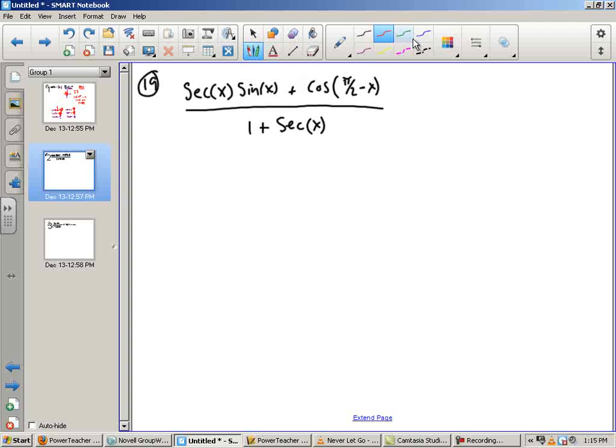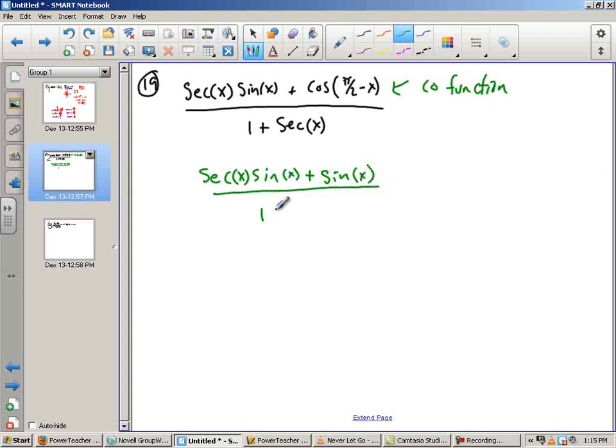Then comes the difficult stuff, or at least the new stuff. This is not a simple, easy problem. That's part of why I chose it. If we look at this, the first thing I want to deal with is this. This is what's called a cofunction, because it's been shifted. It's been shifted to the left or right, as you might see it, pi halves. And so we're going to rewrite this just slightly. Secant of x sine of x plus the cosine of pi halves minus x, which is the sine of x. All of that will be divided by 1 plus secant of x.